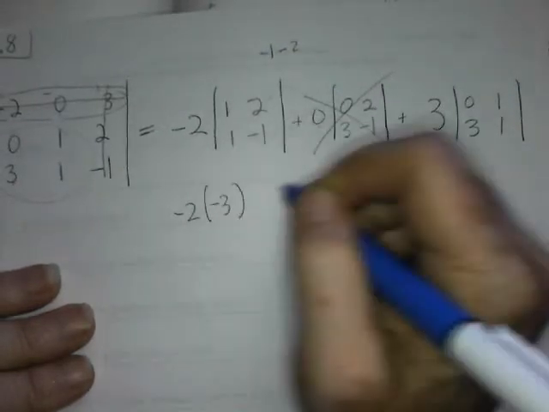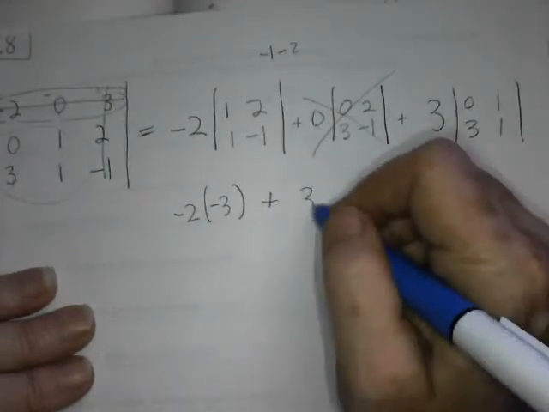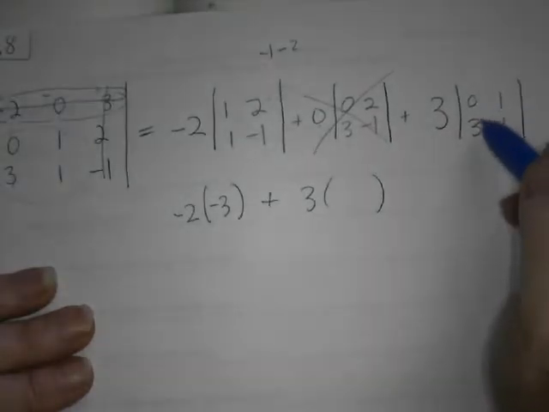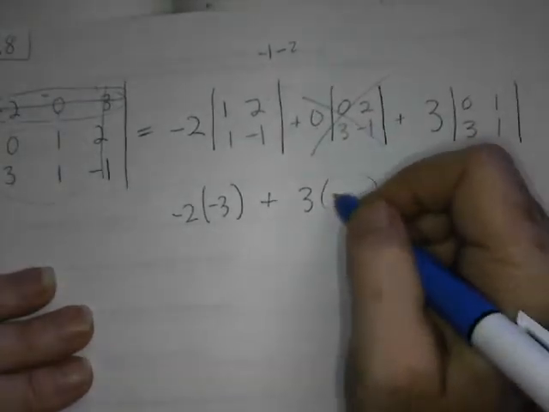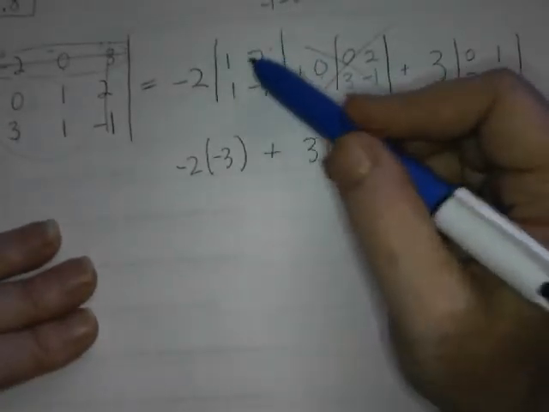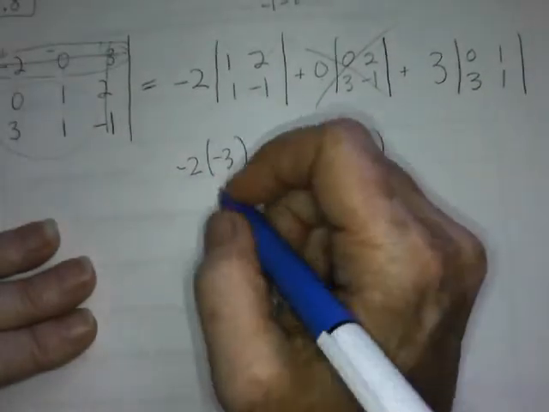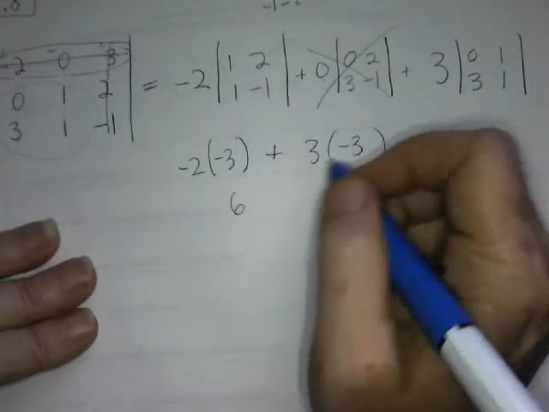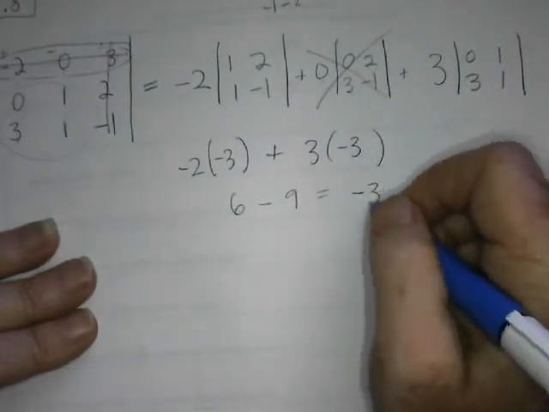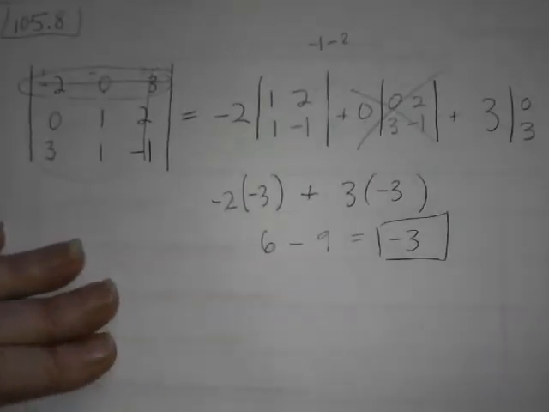Plus 0, plus 3 times whatever this matrix ends up being. That's a 0 minus 3, that's going to be -3. We just did our determinant thing that you guys have been doing with 2 by 2s for a while. That times that makes 6, and that's -9, so I'm getting the answer of -3, and I can check that, and that's correct. Okay, that's it.